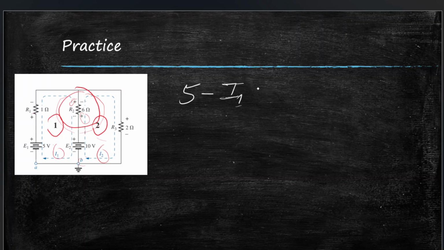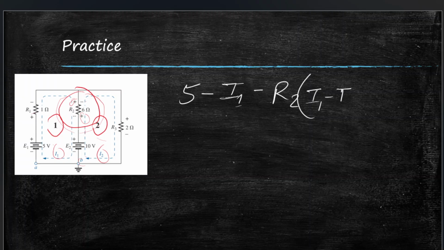Then for R2, again negative because current enters through the positive end, minus R2. Since R2 has two currents flowing through it in opposite directions, I1 and I2 are flowing in the opposite direction through R2. As you can see, I1 is going down and I2 is going up, right? So we will use the resultant, which will be I1 minus I2.